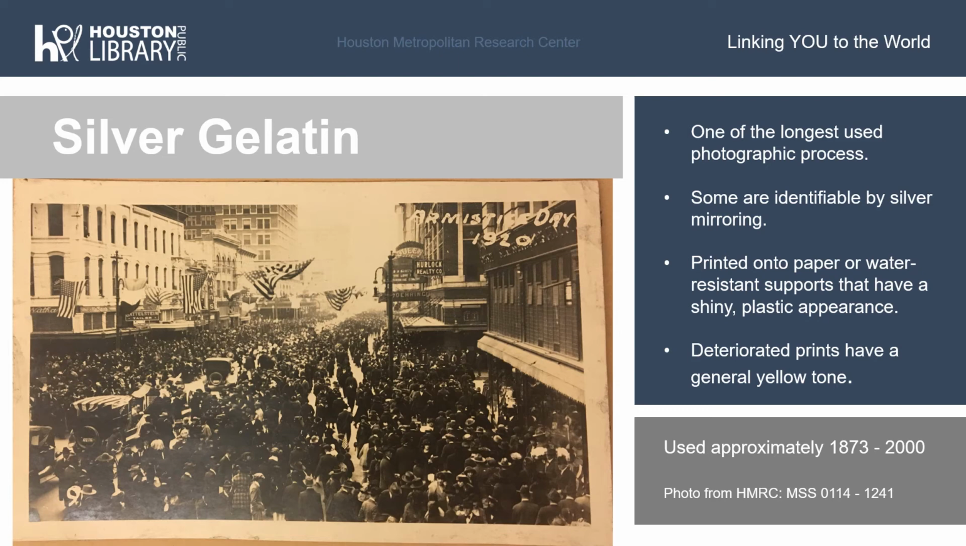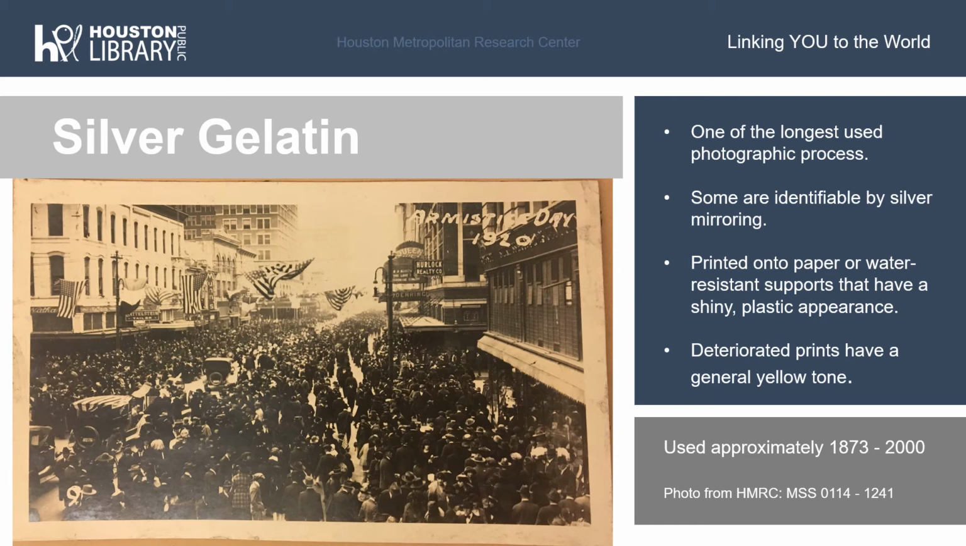Silver gelatin photos that are exposed to high amounts of heat and humidity will begin to oxidize and develop a reflective sheen known as silver mirroring. You can see in this example photo here that we are already seeing some early silver mirroring in the bottom left corner of this image.